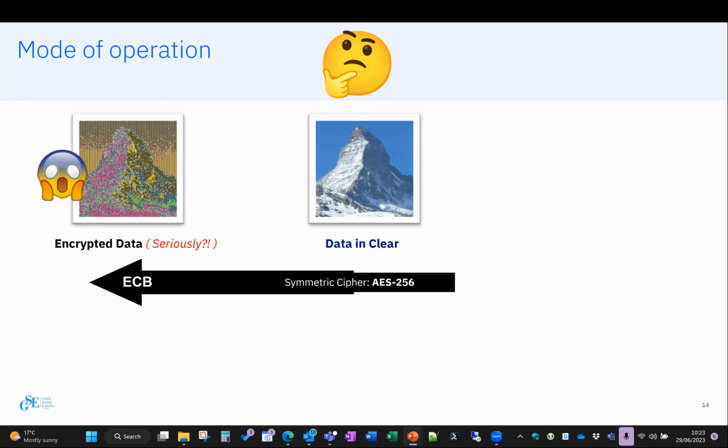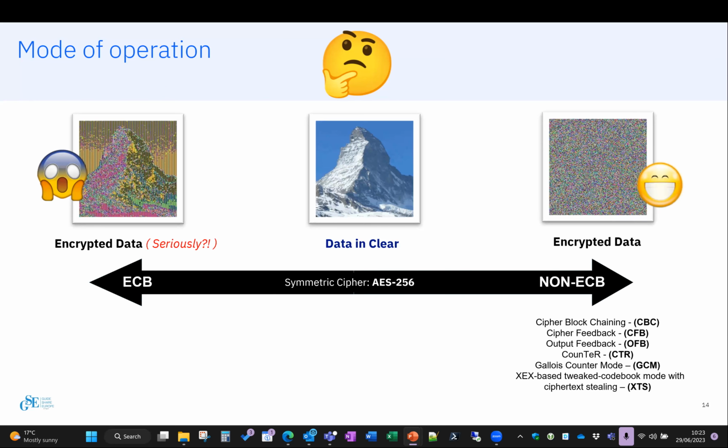This is why this additional logic, the mode of operations, and we have a list at the bottom, needs to be used in order to guarantee that the encryption process achieves the objective of confidentiality. It looks easy, presented like this, but it's very important because cipher block chaining is different from cipher feedback and so on and so on. It's a different logic behind. And their behavior on encrypting and decrypting the data is not the same, and the performance. So this is very important to take into account.